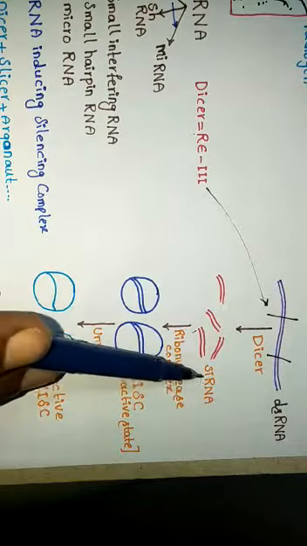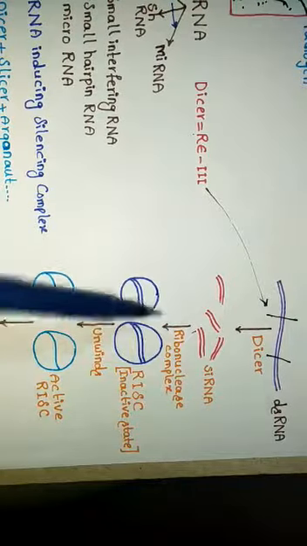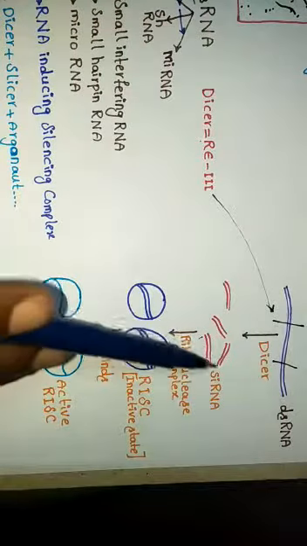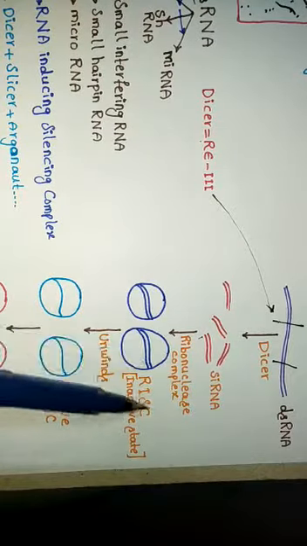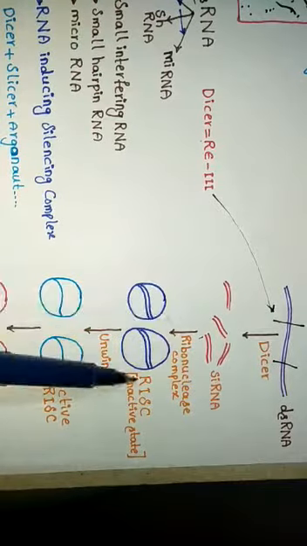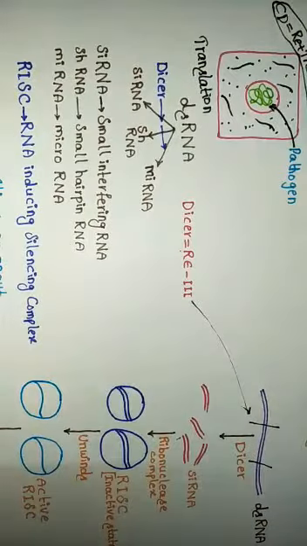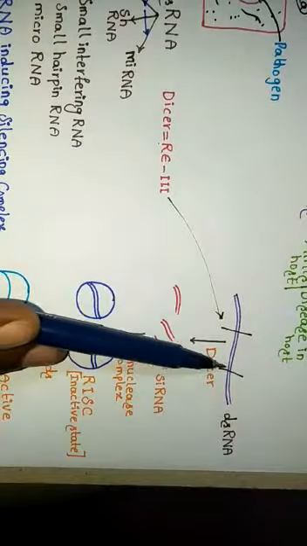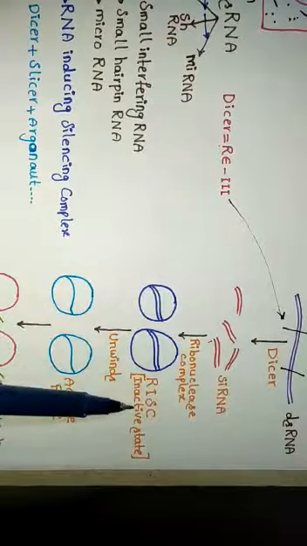We call these fragments small interfering RNA. These fragments form a complex with ribonuclease components, and we call this complex the RISC. What is the RISC? The RISC is the RNA-induced silencing complex. When the dicer cuts the double-stranded RNA into small interfering RNA, it forms an inactivated RISC.